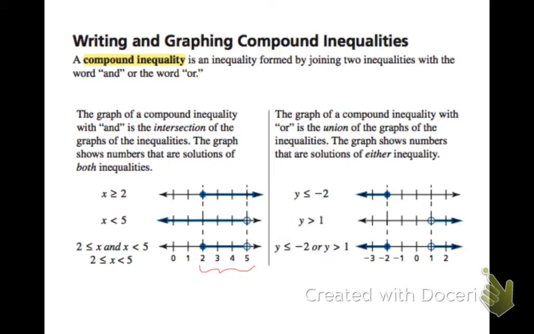So our and inequalities can be written like this, right? We want to conjoin those and show 2 is less than or equal to x, which is less than 5. On the right, we have the graph of a compound inequality with the or. It's the union of the two graphs, right? And it shows numbers that are solutions of either inequality. So, because it's or, either or. So it's either less than or equal to -2 or it's greater than 1.